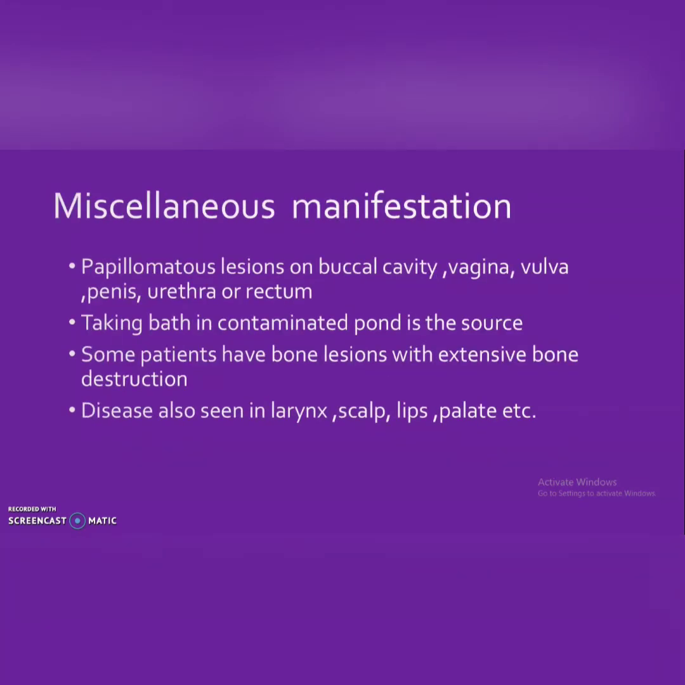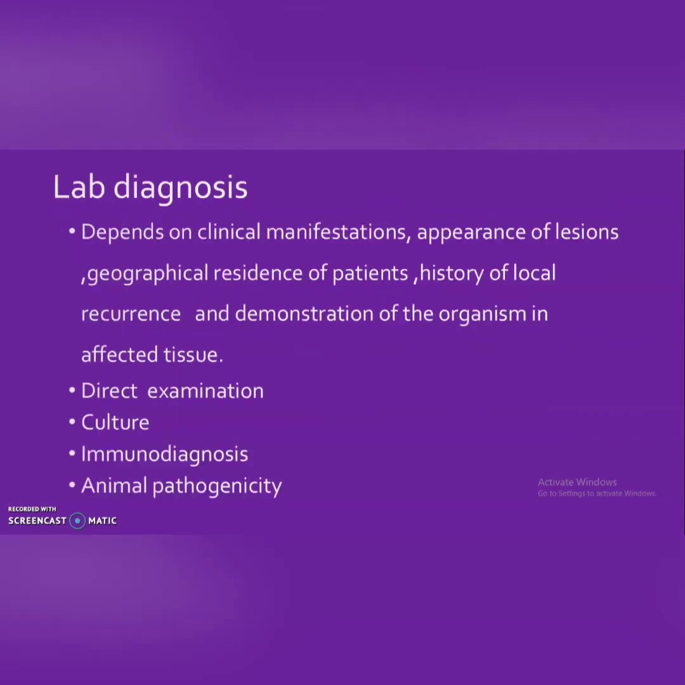Here we can see papillomatous lesions. Lesions mainly appear on the buccal cavity, vagina, vulva, penis, urethra or rectum, and can also be seen in the larynx, scalp, lips, palate, etc. Here the main reason is taking a bath in contaminated ponds. And some patients also have bone involvement, that is, bone lesions are also noticed in some patients. Here we can see extensive bone destruction in such cases.